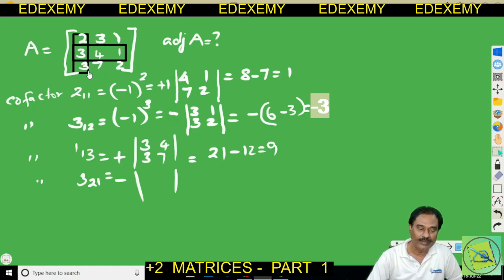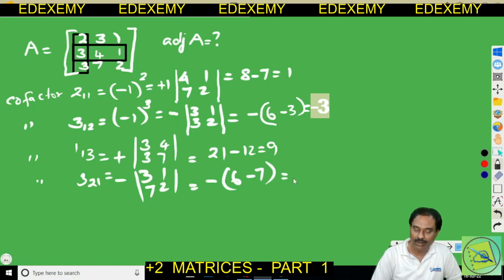It is in the second row and the first column like this. So the remaining numbers are 3, 1, 7, 2. We will write it here. Minus of 3 into 2 is 6, minus 7 into 1 is 7. 6 minus 7 is equal to minus 1. Minus of minus 1 is plus 1. Therefore, the cofactor of 3, second row, first column is plus 1.